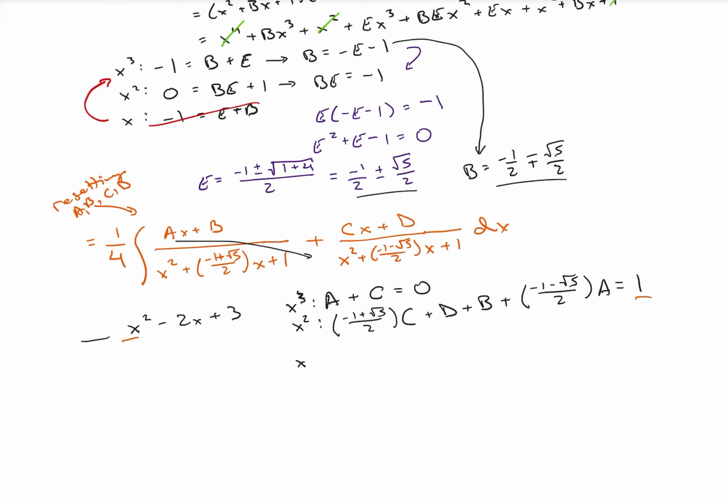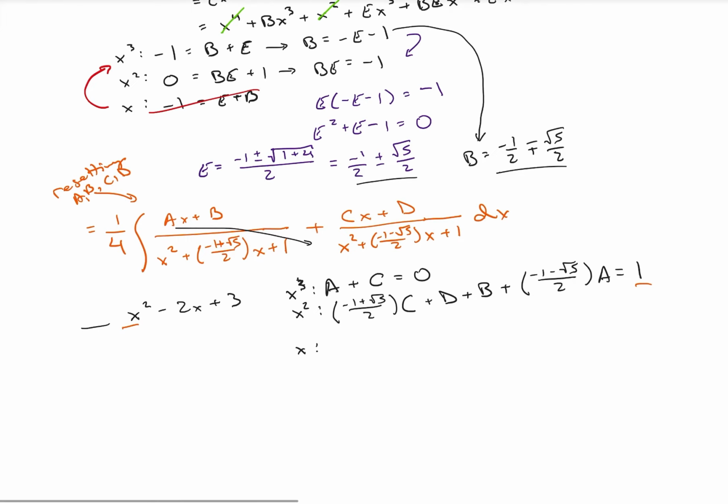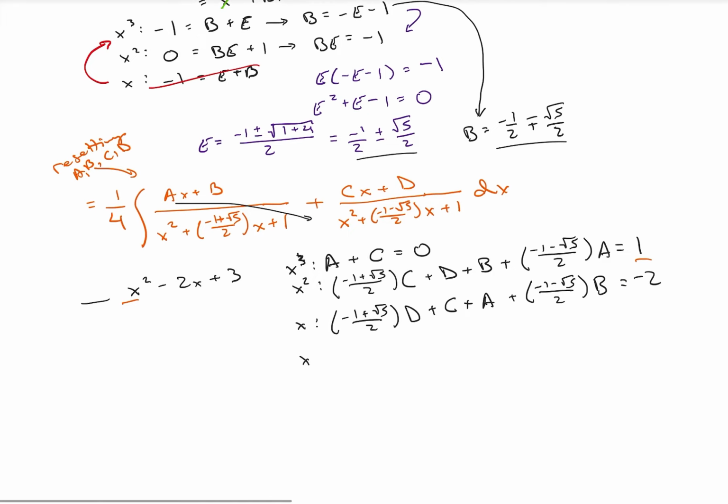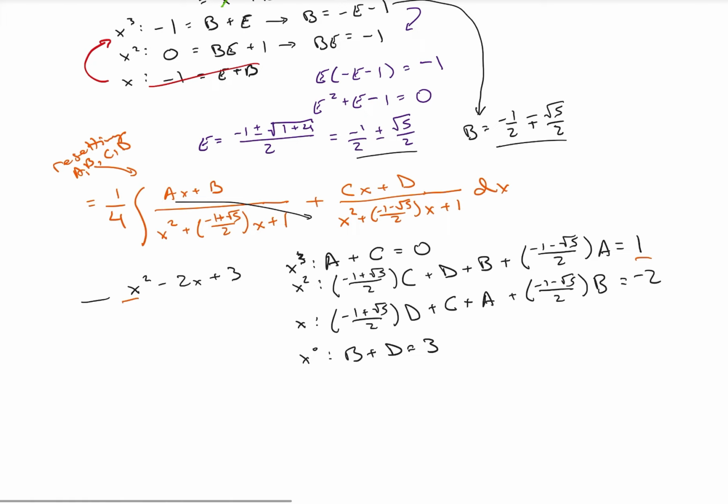For the x equation, I'm going to have (-1 plus root 5)/2 times d plus c plus a plus (-1 minus root 5)/2 times b is equal to -2. And for my x to the 0 term, I'm going to get b plus d is equal to 3. Okay. And you can go back and look at where those come from if any of that's confusing.